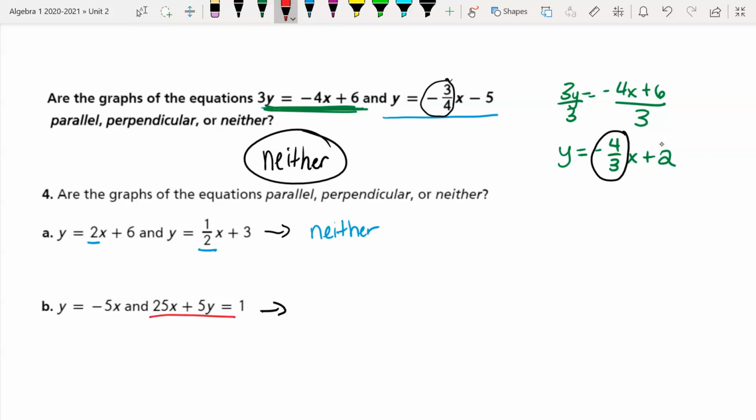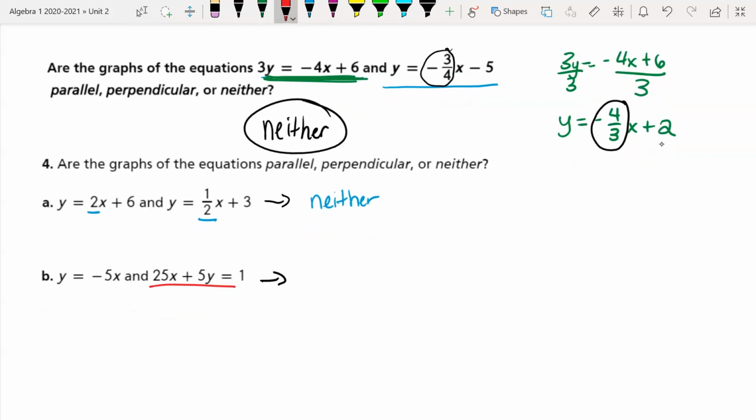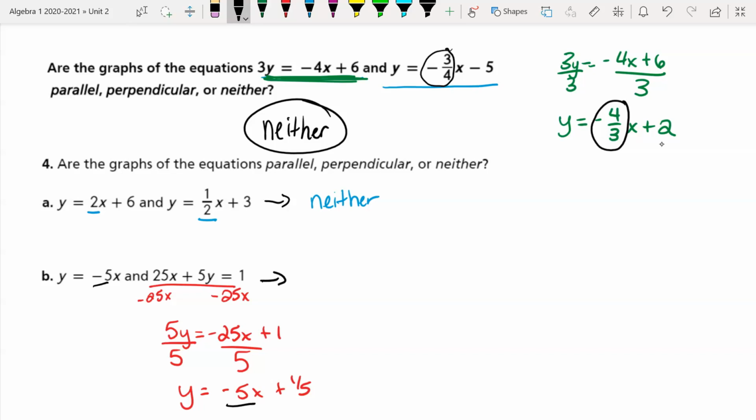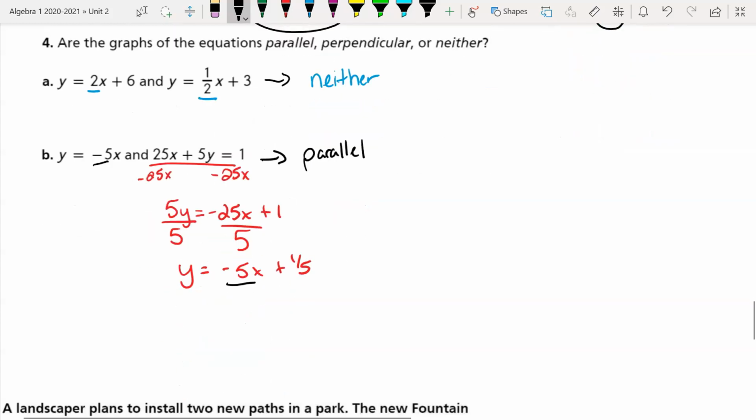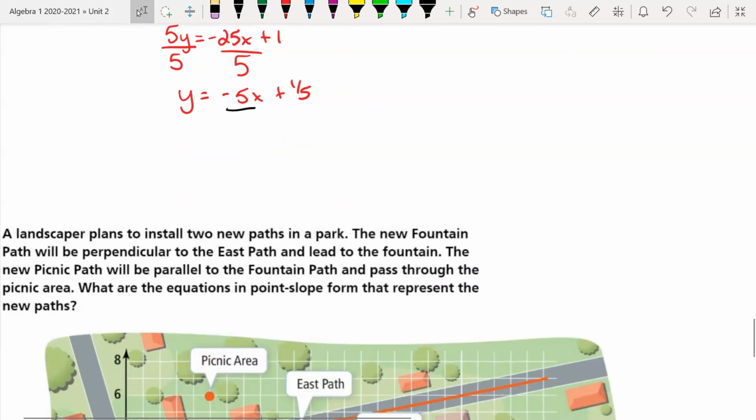This one, I need to convert to slope-intercept form. So I'm going to subtract my 25x. I'm going to divide everything by 5. I get negative 5x plus 1/5. What do you notice about their slopes? They're the exact same. So hopefully you say parallel. And that's parallel and perpendicular slopes.